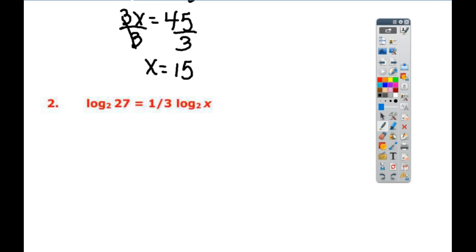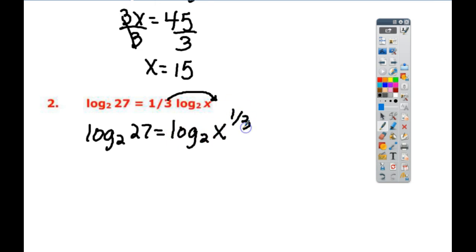So before I can start number 2, I have to simplify it all the way. I can't do anything on this side, so I get log base 2 of 27. And this, where does the 1/3 go? To the x, right? So are these the same now? So now I can put 27 equal to x to the 1/3. And how do I get rid of the 1/3? Right, I have to do the reciprocal of 1/3, which is 3 over 1 on both sides.